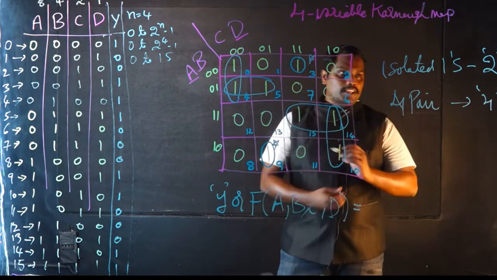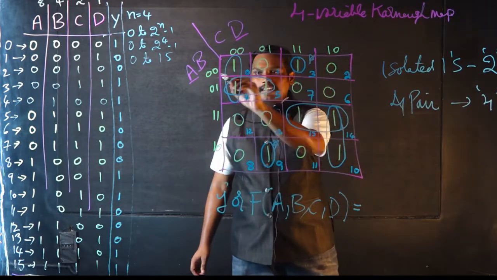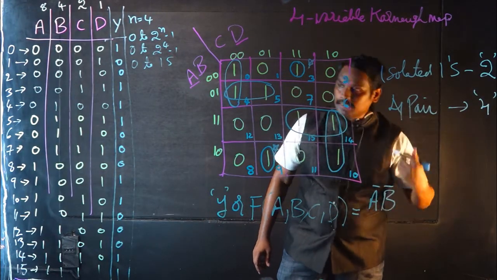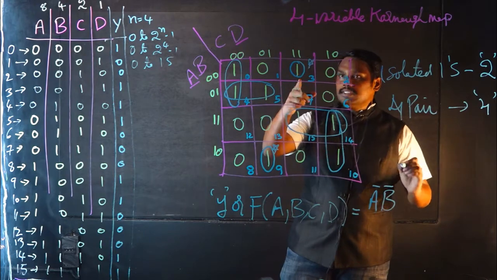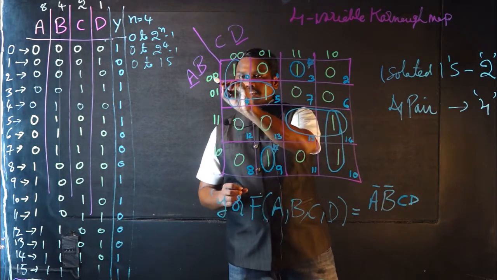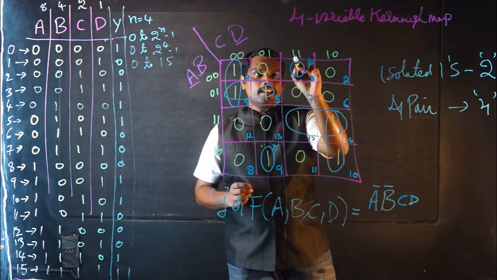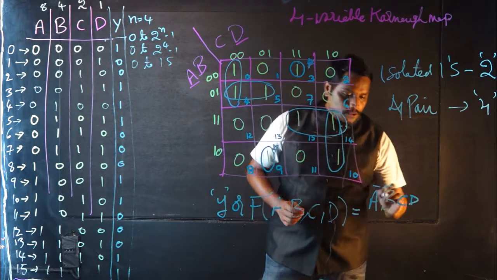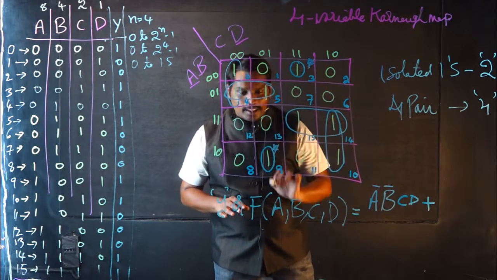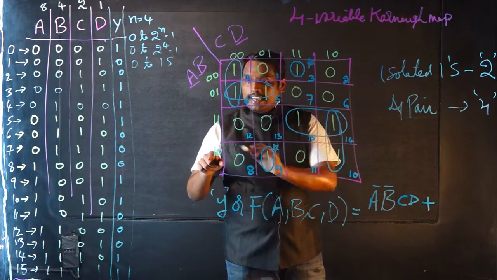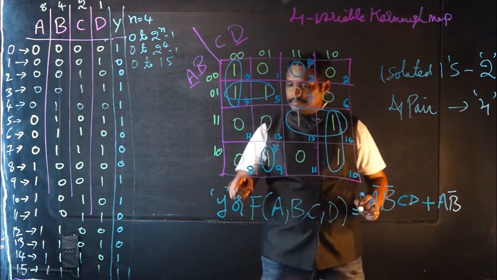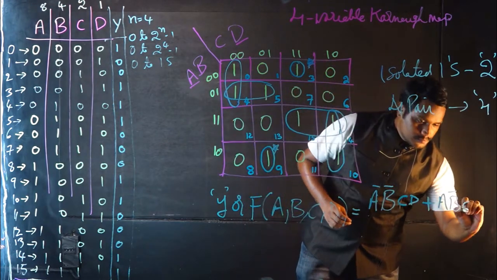And now you see this particular isolated one has row and column as A bar, B bar, and then C, D, because for this isolated one, 0, 0 is the representation of A bar, B bar, and 1, 1 is C, D. So that is the first expression for the first isolated one. The second isolated one, which is also a star mark, is A, B bar, and then C bar, D.